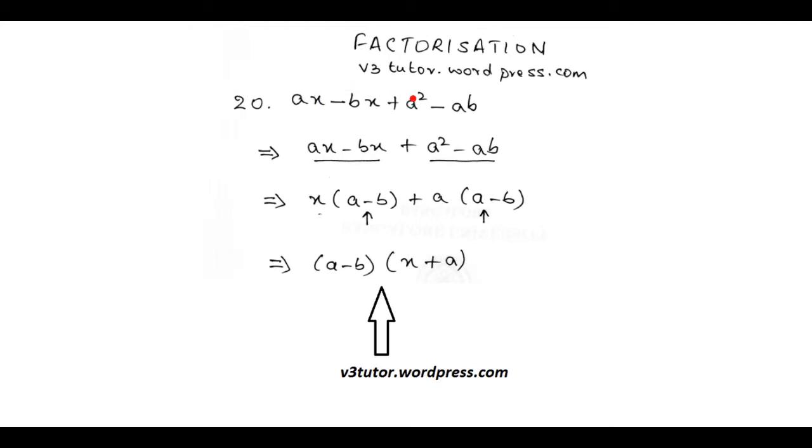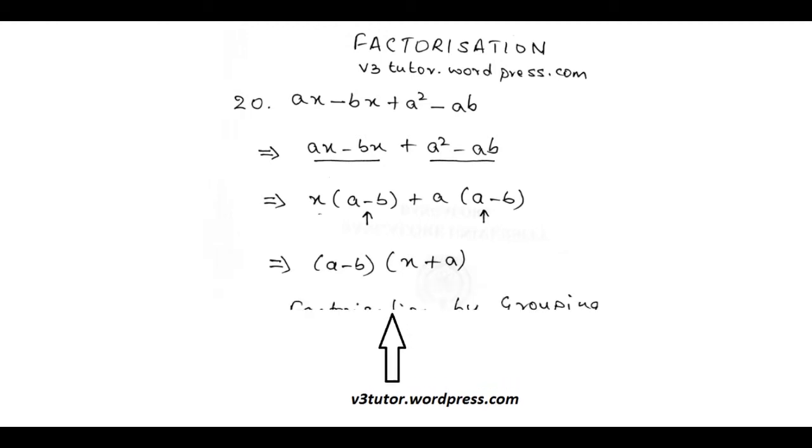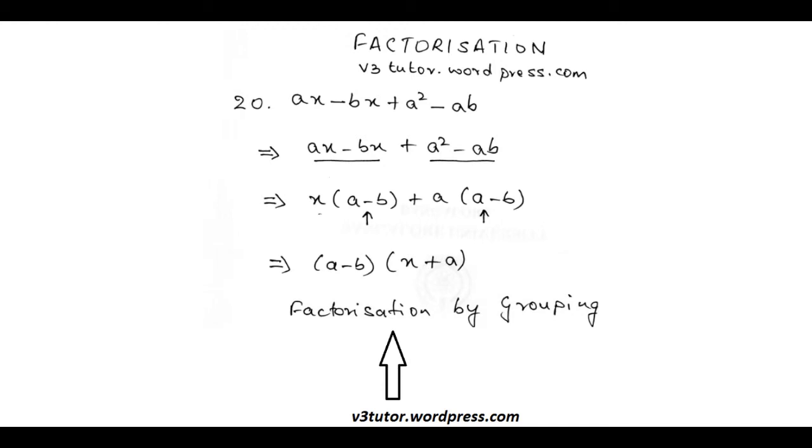There is another way of doing it. You can group ax plus a squared and bx minus ab, and then follow the same procedure of taking out the common factor. In whichever way you do, you have to get the same answer. Your final answer should always be a product of 2 or more expressions. So this expression which has a plus and a minus between them should be expressed as a product of 2 or more expressions. So this is the factorized form of this particular expression, and this is called factorization by grouping.